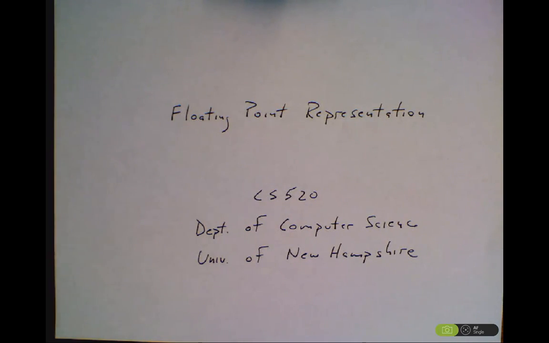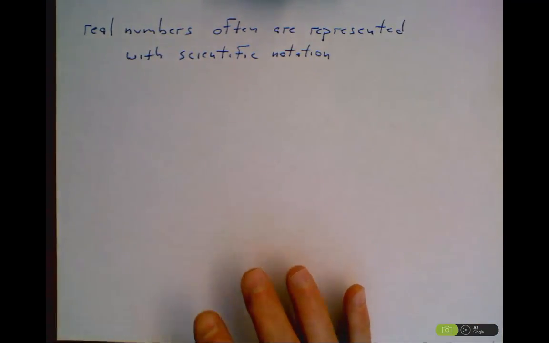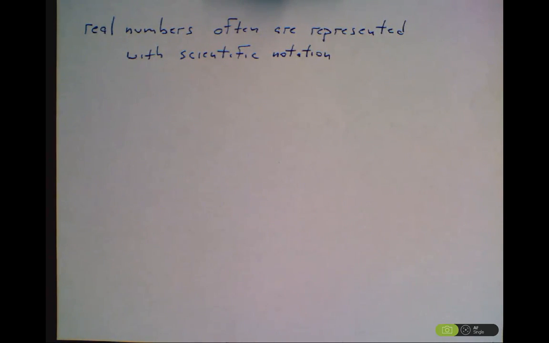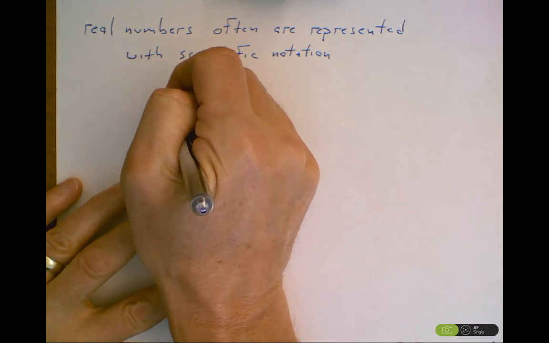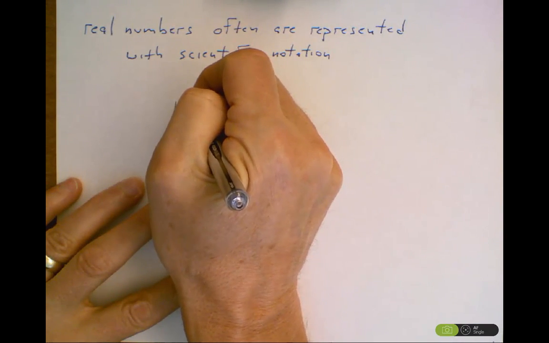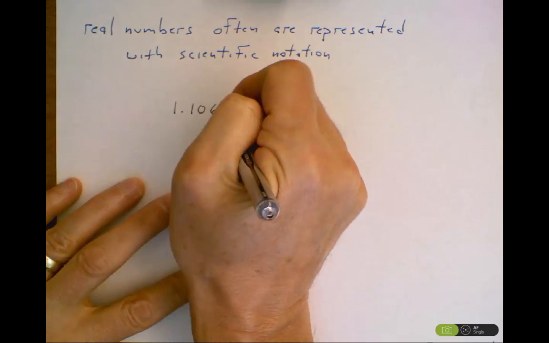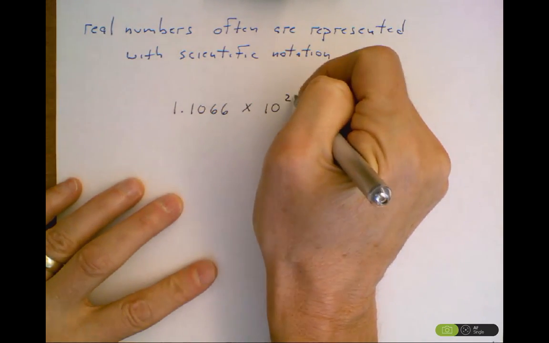In this session I want to talk about floating point representation. Real numbers often are represented with scientific notation. So this topic may cause you to go back to your high school chemistry class when you probably first were exposed, or at least I was first exposed, to scientific notation. Numbers that look like this.